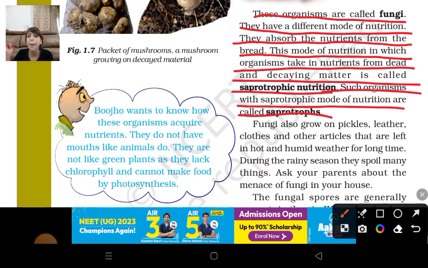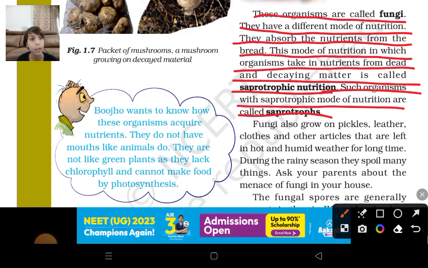Something like green patches you will see over there. So what are those fluffy green patches? These are basically organisms known as fungi. Fungi have a different mode of nutrition: in this case, fungi absorb the nutrients from the bread.